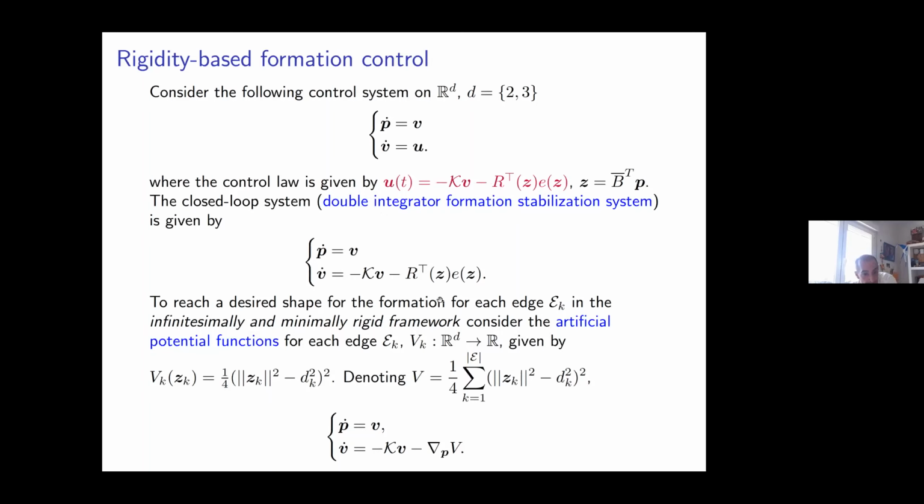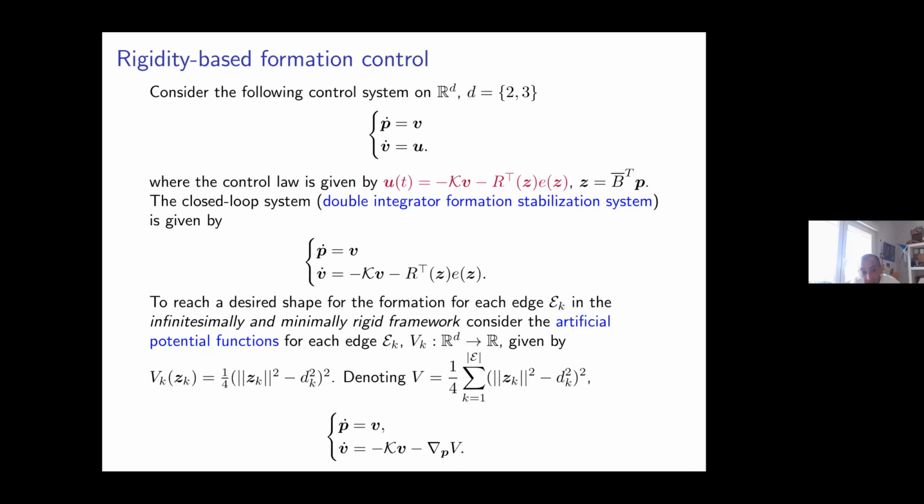In addition, this system can be written in this form in the last part of the slide in terms of the potential function, an artificial potential function that is basically an elastic potential between all the edges in the graph. So for me, studying a formation control problem will be equivalent to studying a double integrator formation stabilization system by prescribing this control law. This will be extended with some unknown dynamics in some minutes.